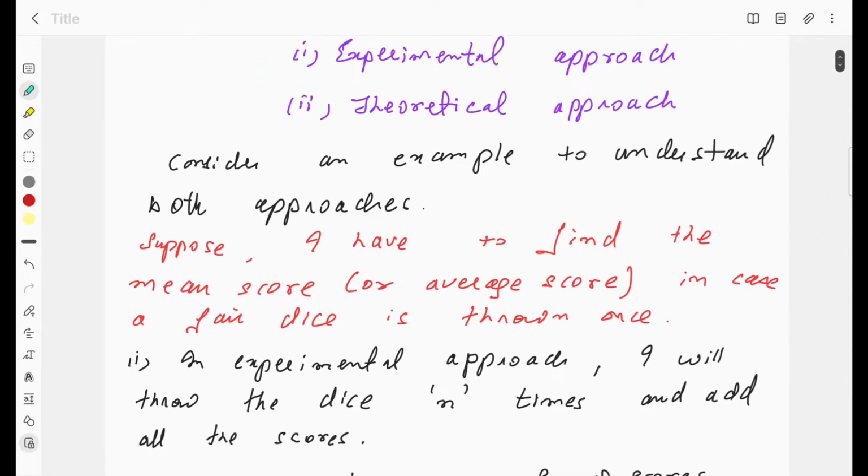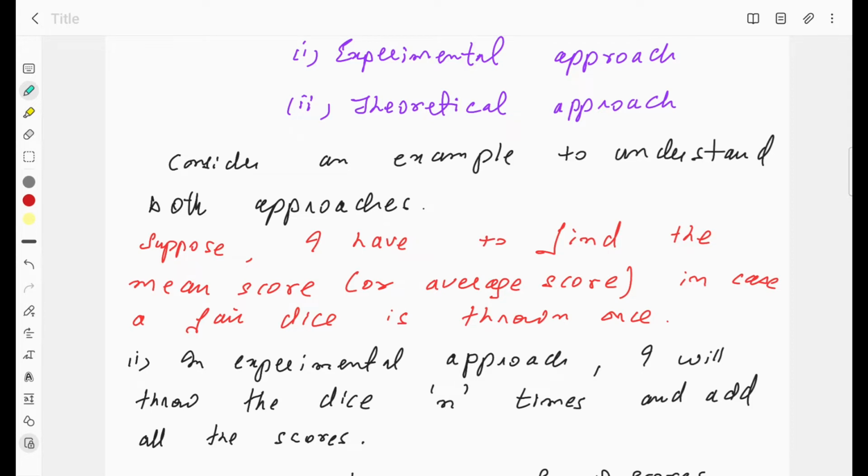Suppose I have to find the mean score or average score in case a fair dice is thrown once. Note that a fair dice has 6 faces, and the scores are 1, 2, 3, 4, 5, 6. And since it's a fair dice, each side has an equal chance of appearing.